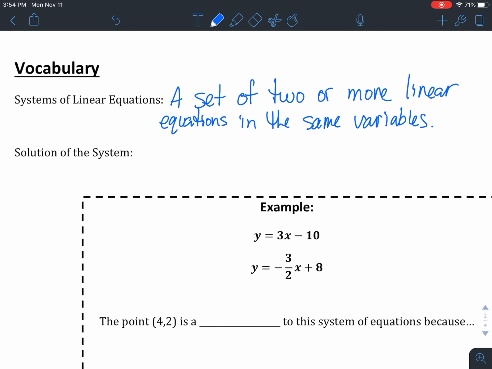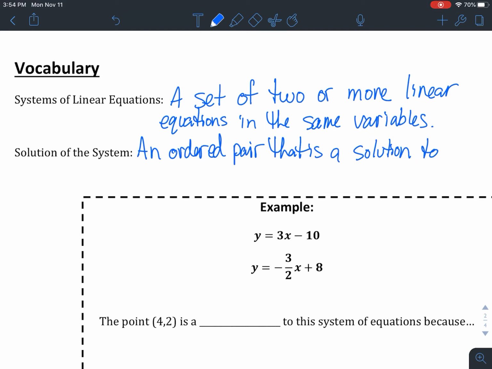A solution of the system, just like a solution of an equation, is a set of ordered pairs. So in this case, an x and a y value that works in my equations. But in order for it to be a solution to the entire system, it's going to be an ordered pair that is a solution to all equations in the system. So it has to work everywhere in all of the equations.